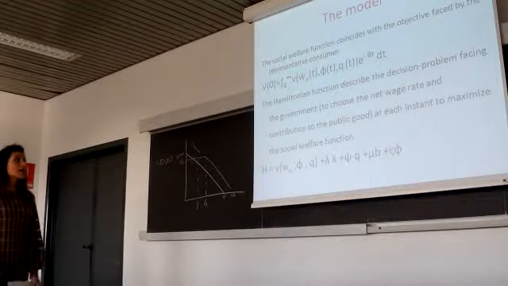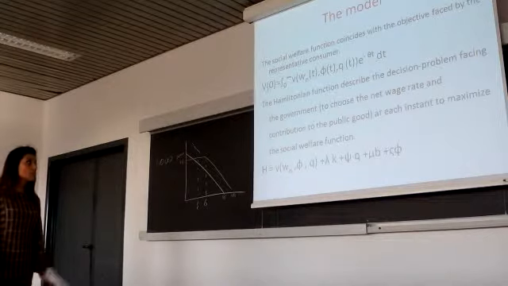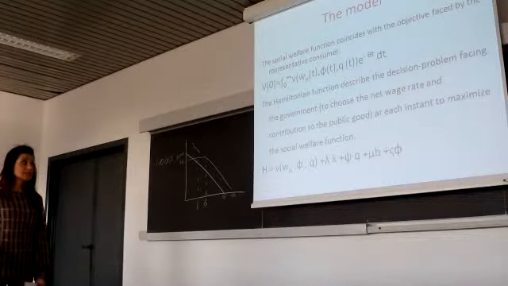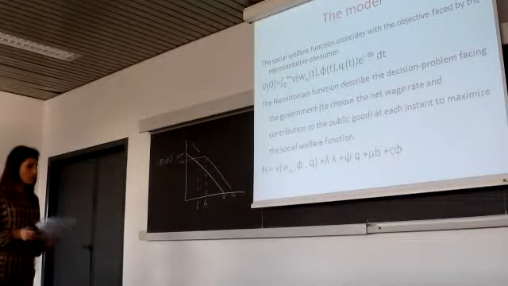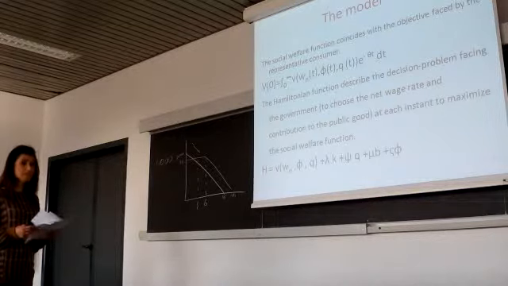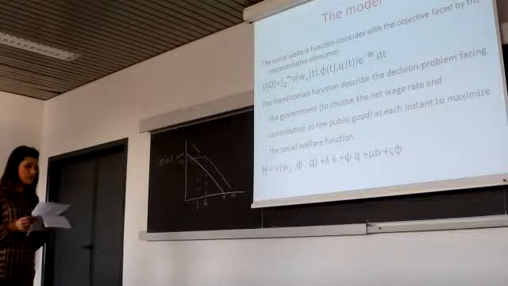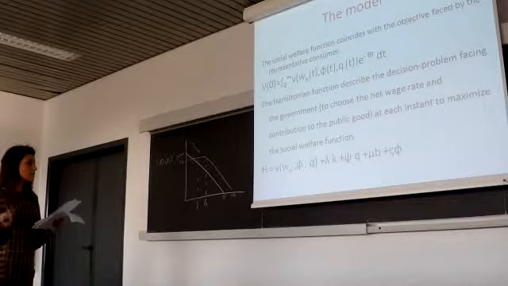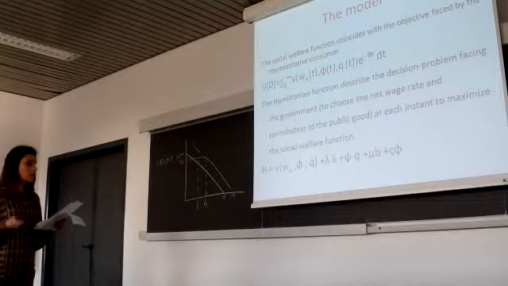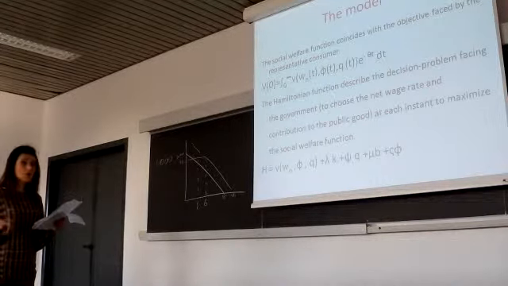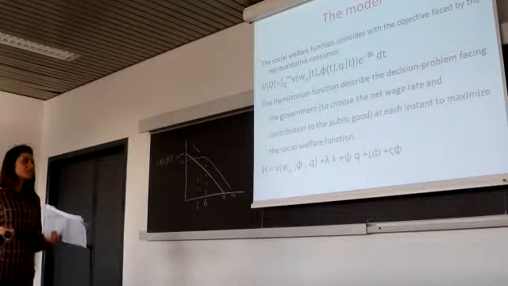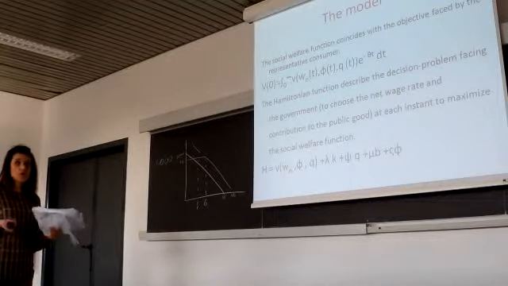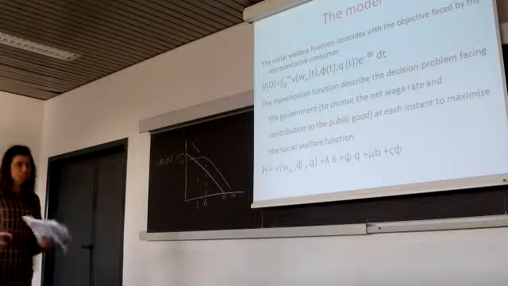be to choose the net wage rate and the contribution to the public good at each instant to maximize the social welfare. And also here this function is defined conditional on the marginal utility of wealth, the accumulation of public good, the equation of motion for government bonds, and it takes into account also the resource constraints that the government faces.